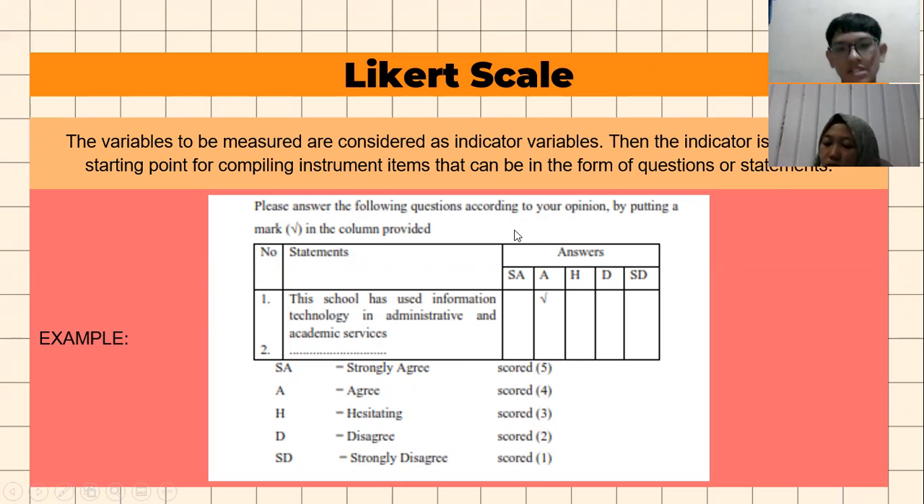Please answer the following question according to your opinion by putting a checklist mark in the column provided. So the interval for the options is SA, A, HD, D, SD. This is the statement: this school has used information technology in administrative and academic service. So the one who is given this questionnaire should give a checklist mark.